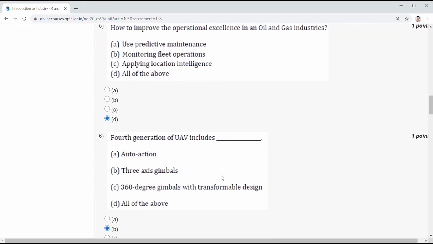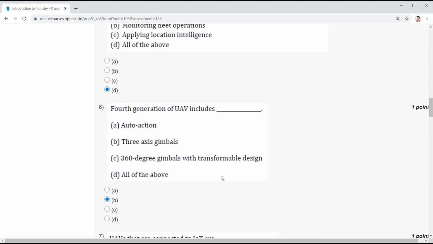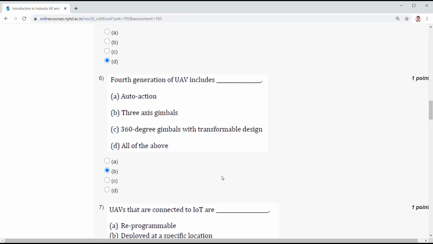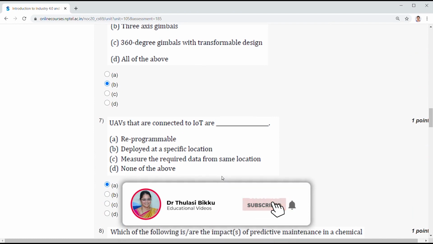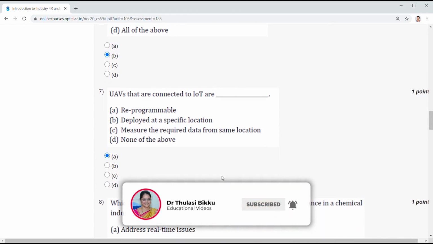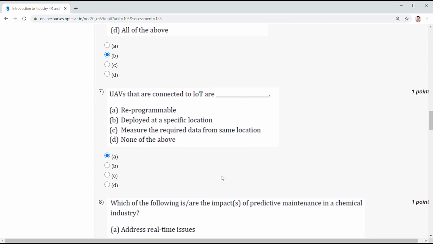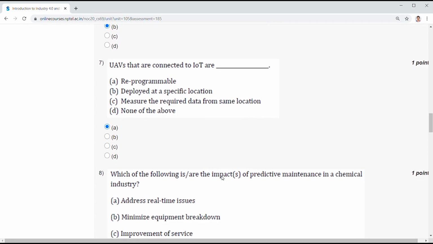Sixth question, fourth generation of UAV includes A, auto action, B, three-axis gimbals, C, 360 degree gimbals with the transformable design, D, all of the above. And the correct answer is B, three-axis gimbals. Seventh question, UAVs that are connected to IoT are A, reprogrammable, B, deployed at specific location, C, measure the required data from same location, D, none of the above. And the right answer is reprogrammable.